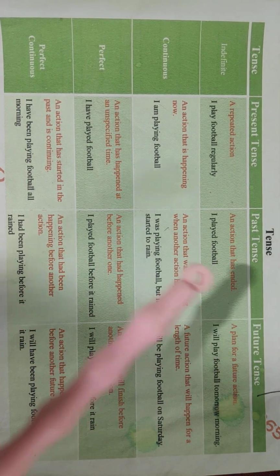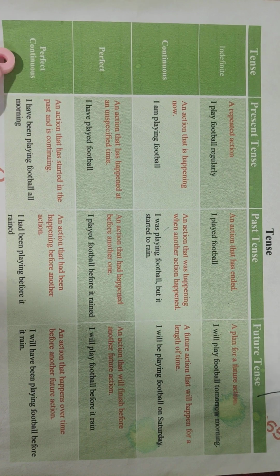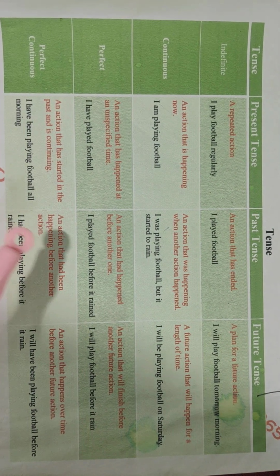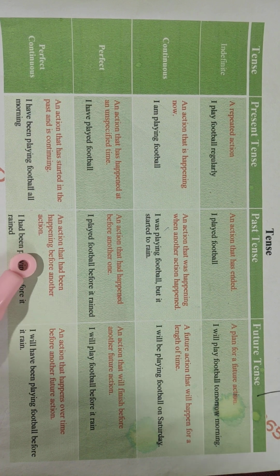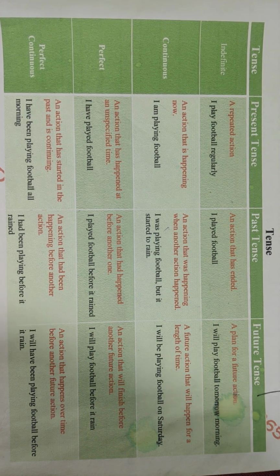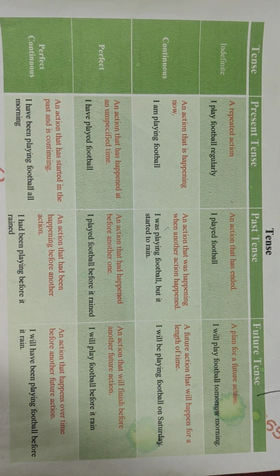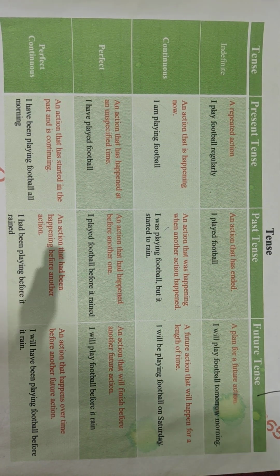Similarly, past perfect continuous. This implies an action that had been happening before another action. That means the action had started before another action started. Example, I had been playing before it rained. That means he had been playing football before it started raining.